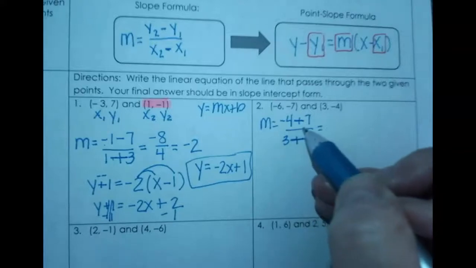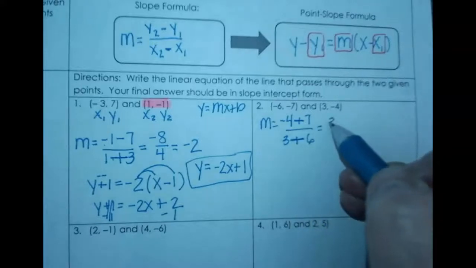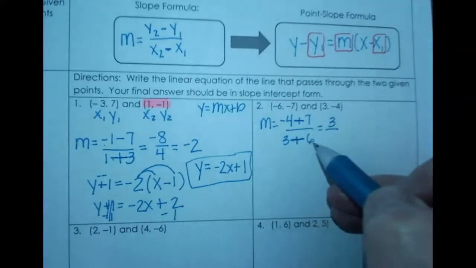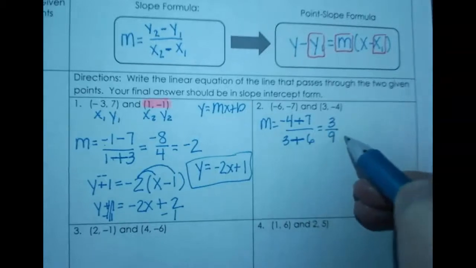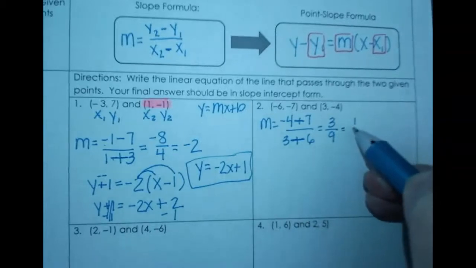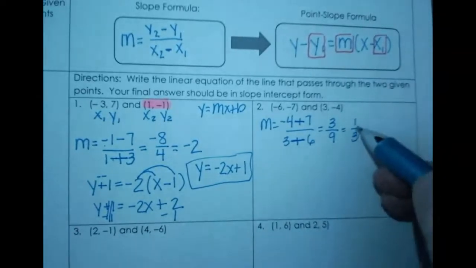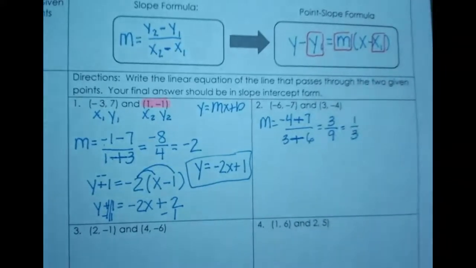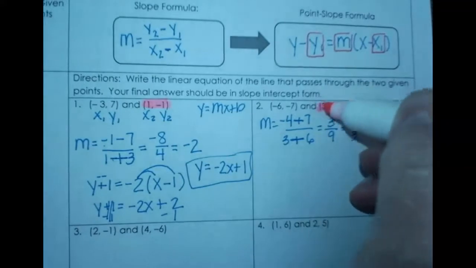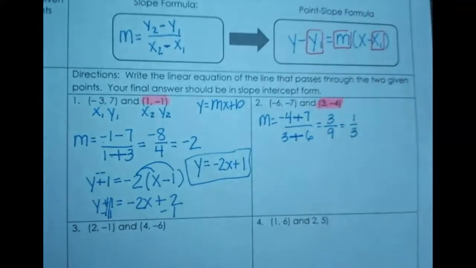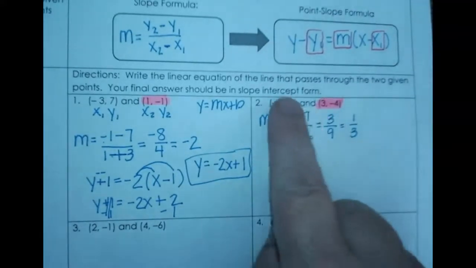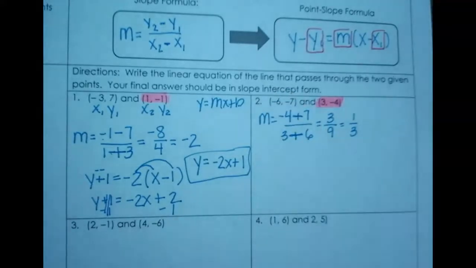So -4 plus 7 is 3. 3 plus 6 is 9. This will simplify down to 1/3. So my slope is 1/3. Now I have a slope. I have 2 points. It doesn't matter which point you pick. I'm going to use this one. I'm just going to highlight it to help me remember. Because I'm going to use this point, I don't even want to think about that other point anymore.